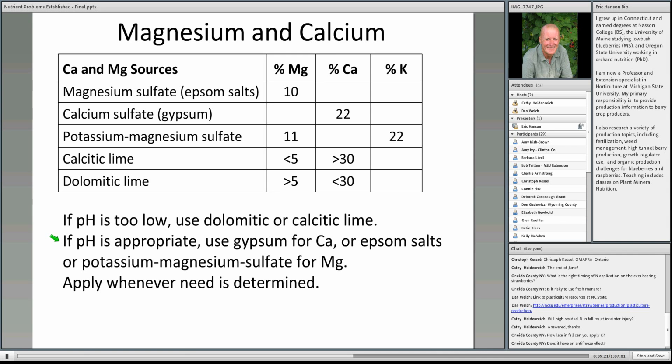If the pH is appropriate, then a source of calcium might be gypsum, and Epsom salts or sopomag would be good sources of magnesium. But like I say, I think it's fairly uncommon to see very low levels of magnesium or calcium in a soil with a proper pH.